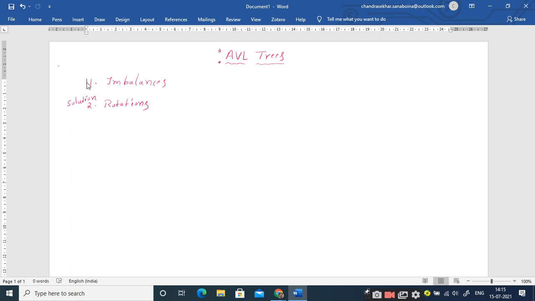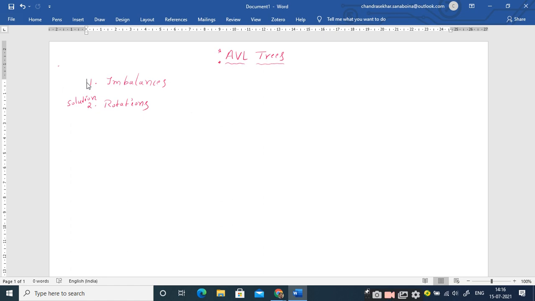So we have different videos and textual matter available over the internet, where you will get confused about these rotations and the imbalances. Right. So the imbalances are of different categories. But similarly, the rotations are also of different categories. So don't get confused between the imbalances and the rotations. We will clearly mention what these imbalances are and what solutions we have for these imbalances. All these things we will clearly mention.